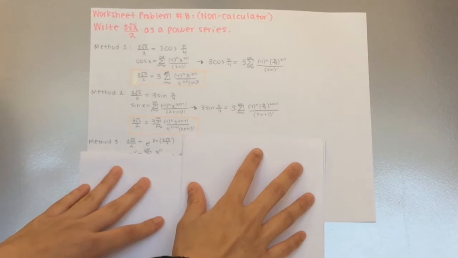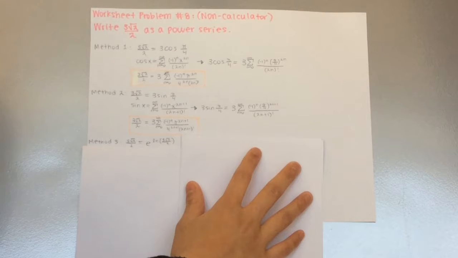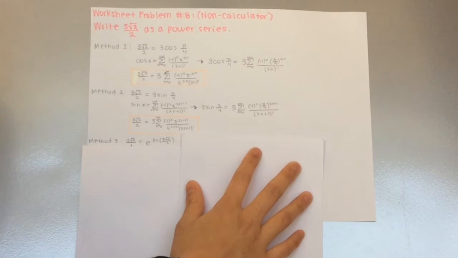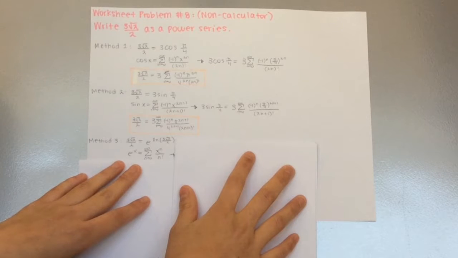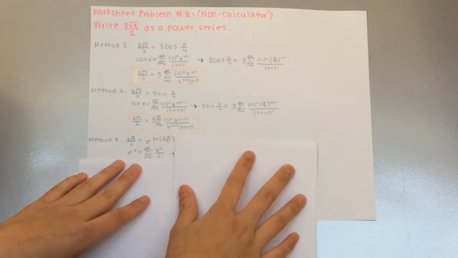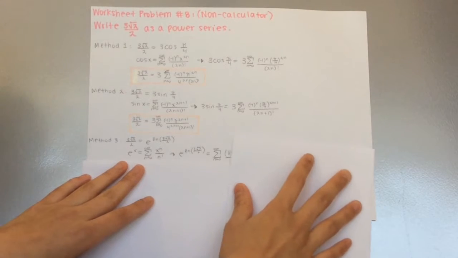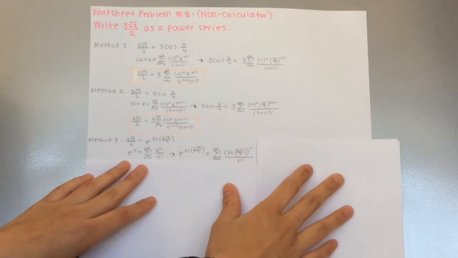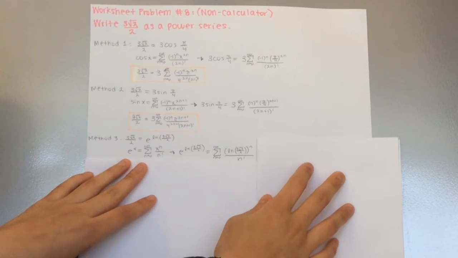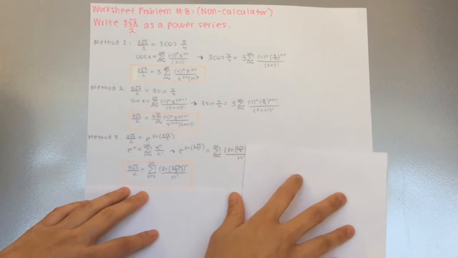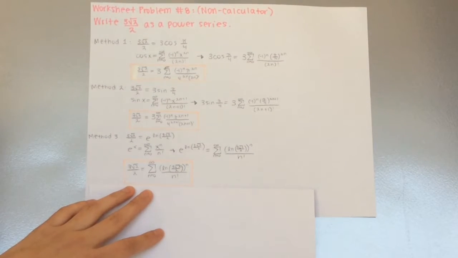And the third method we could try is writing 3 root 2 over 2 as e to the ln of 3 root 2 over 2. So we know that e to the x is a summation from n equals 0 to infinity of x to the n all over n factorial. So then e to the ln of 3 root 2 over 2 is the summation from n equals 0 to infinity of ln of 3 root 2 over 2 all to the n all over n factorial. So that is equal to 3 root 2 over 2.